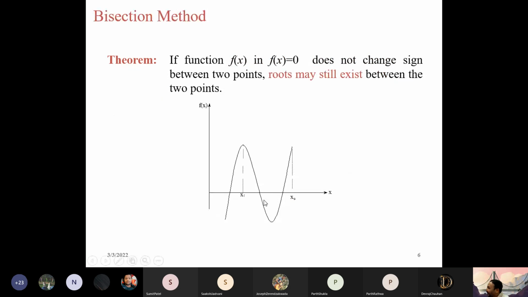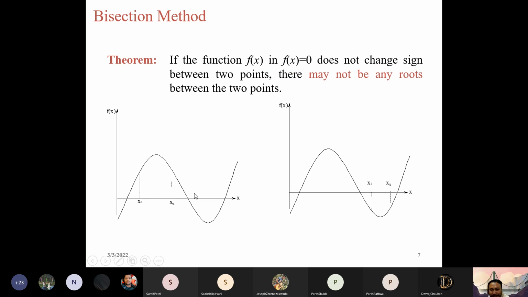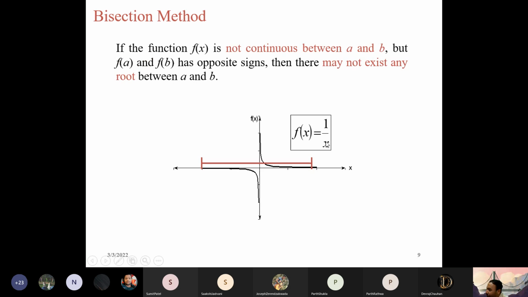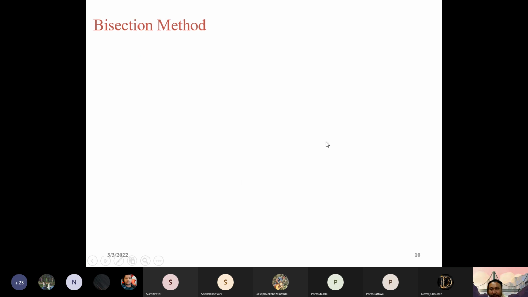This one means what? f of A and f of B are both the same sign, but there is a root. Second, immediately, no root, no root. Got the point? Yes, yes. Come up here again. It is opposite here because this is a discontinuous function, right? Now bisection, come up here. I do not want to repeat here.